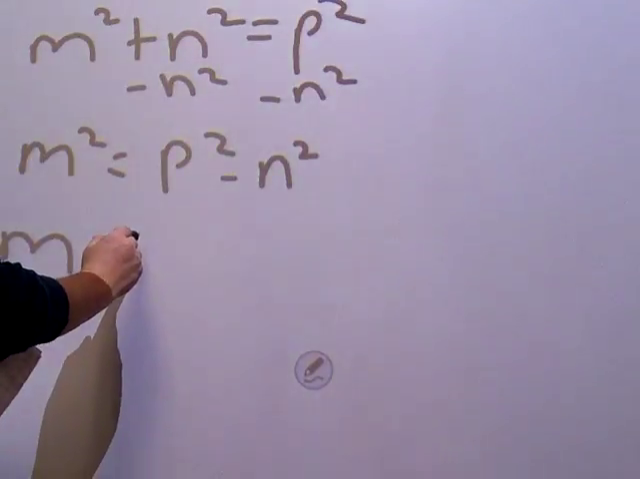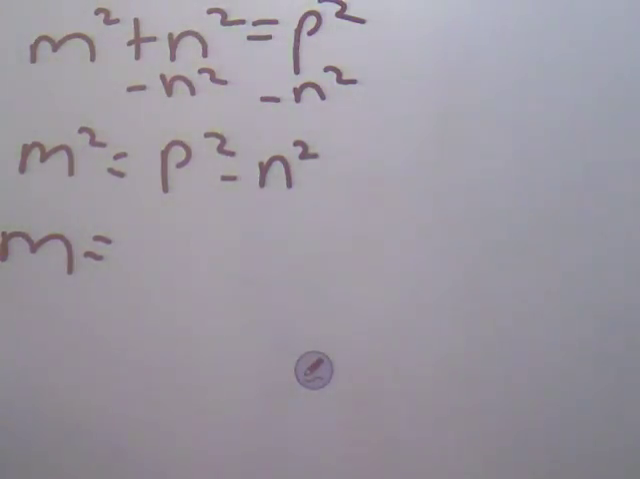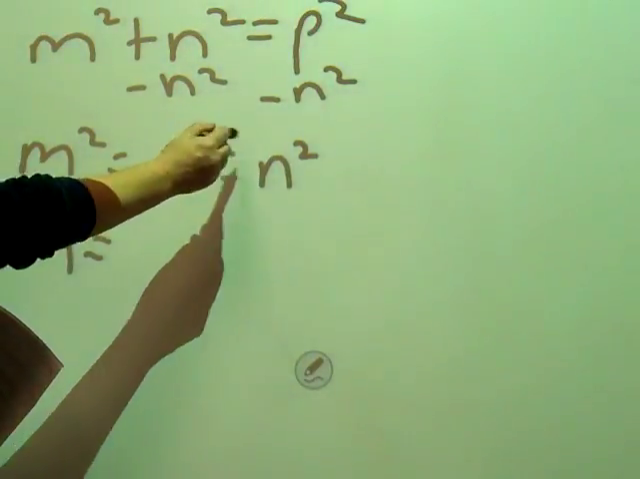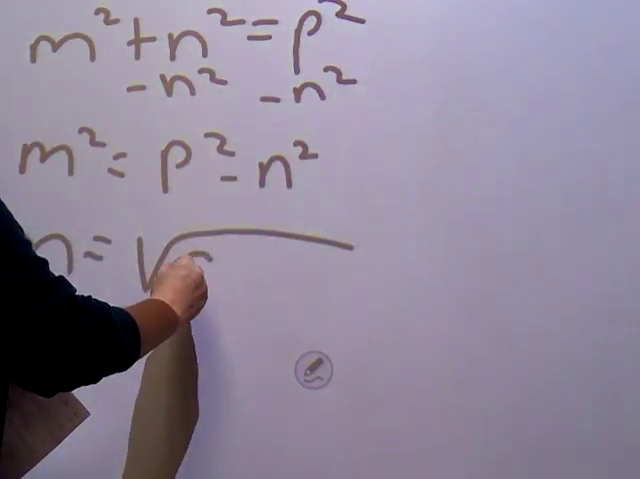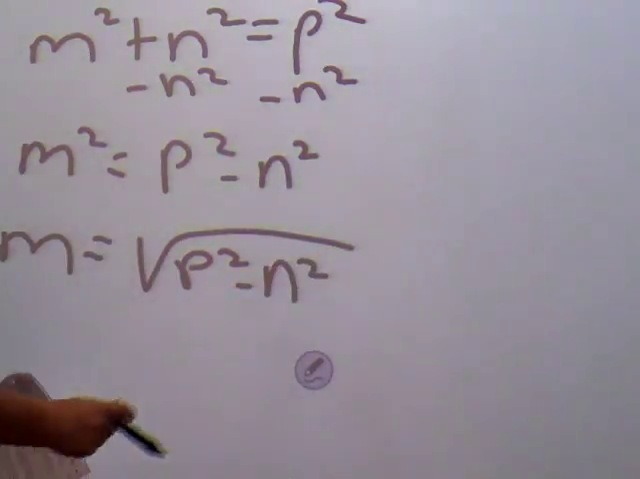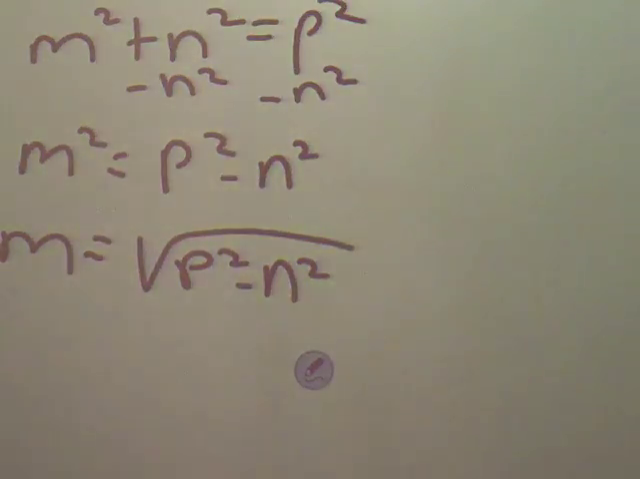So m would be, and this is where, I was looking to see if they put this as a choice, and they didn't, but this will be where some people mess up. They'll think when they square root this that cancels those squares out. You can't do that. It just all stays underneath there, p squared minus n squared. And that's it. That'd be D, as in dynamite.